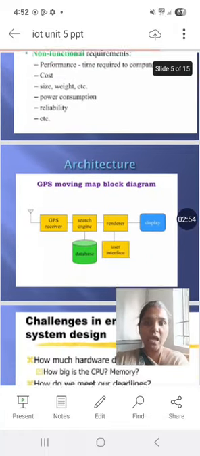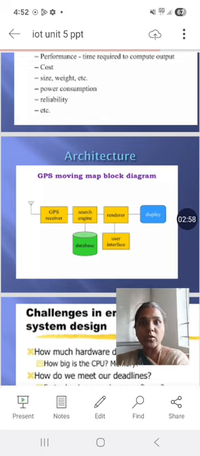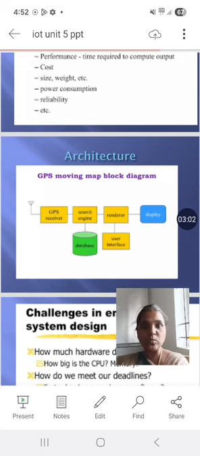Next, come to the architecture of the embedded system. So we should be aware of the blocks involved in the architecture. For example, let us consider the GPS moving map block diagram. So in this, the blocks which we need are the GPS receiver, search engine where we have to locate the database to access the data, user interface to communicate with the users, and finally the display of the output.